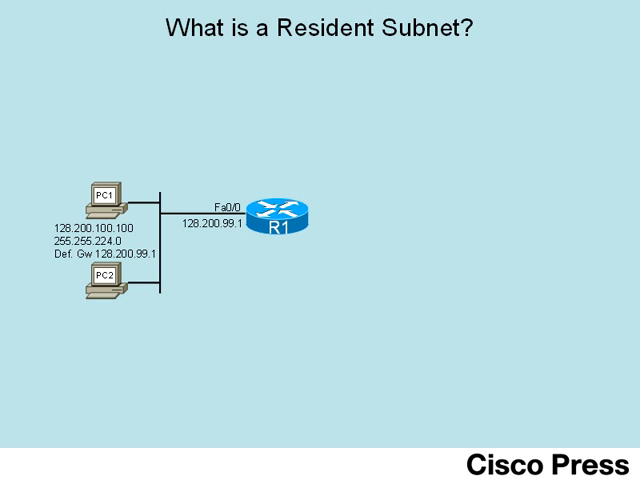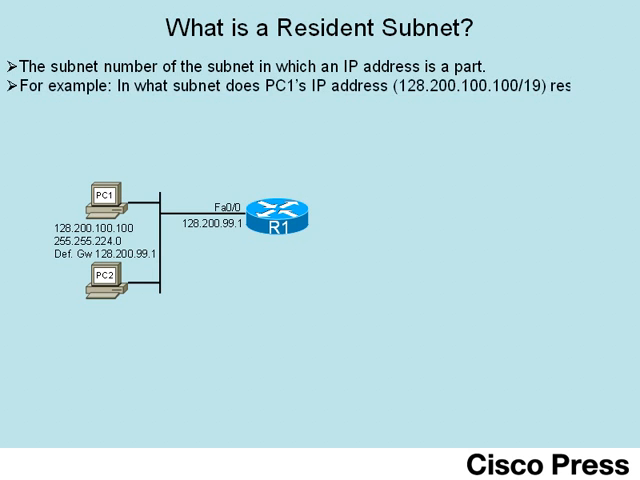Before taking a look at the process, let's take a closer look at what I mean by resident subnet. Every IP address assigned to a host when subnetting is used is inside a single particular subnet. So the resident subnet is the subnet number of the subnet in which an IP address resides, or an IP address is a part of. For instance, here in the figure we have PC1, and it's been assigned an IP address of 128.200.100.100, and it's got a mask of /19 or 255.255.224.0. Now the question is, what is the subnet number in which this IP address resides?